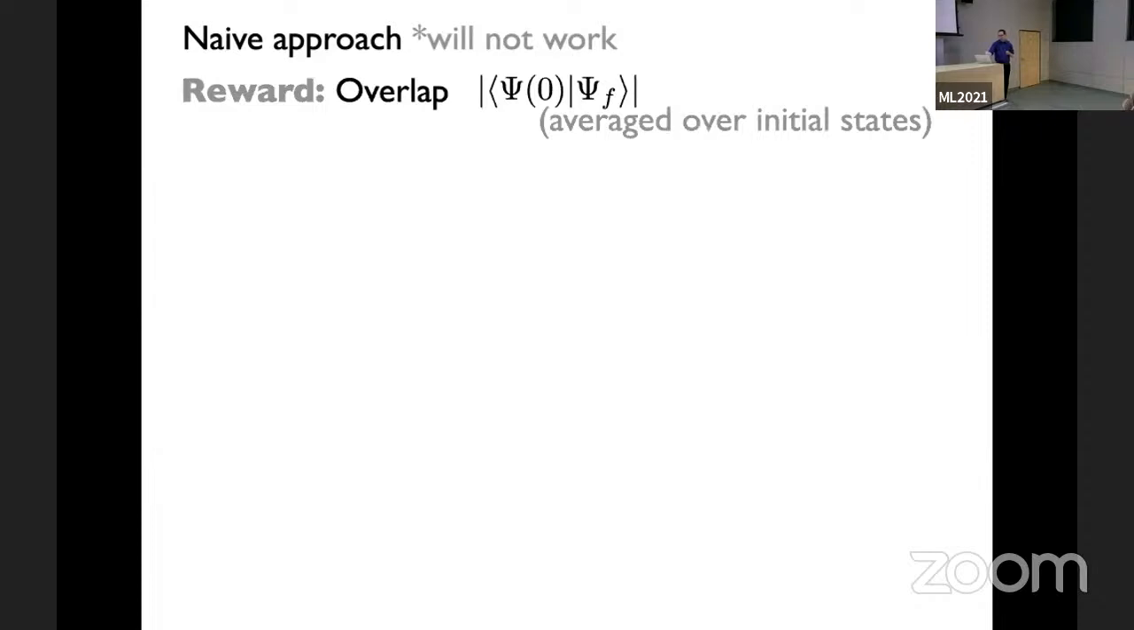So first, what would be the naive approach with which you would start? Well, we have to define a reward. Here, the reward seems relatively obvious at first sight. So you take the overlap of the final quantum state with the initial quantum state, because that's what you want to preserve. Maybe you want to average this over initial states. And maybe you want to take into account that the final state is not necessarily a pure state. So, okay, you define the fidelity, but this seems a good start for the reward.